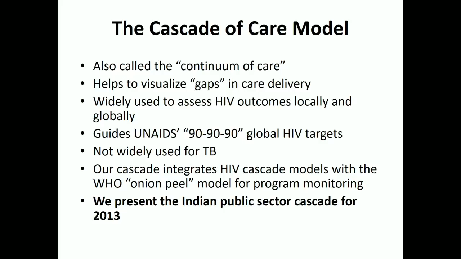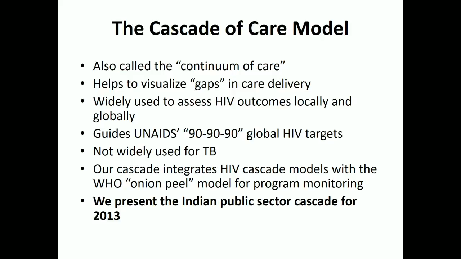So the Cascade of Care model is well known to people in the HIV community. It's also often referred to as the continuum of care, and it helps to visualize gaps in care delivery. And it's widely used to assess HIV outcomes both locally and globally. And in fact, it undergirds UNAIDS 90-90-90 global HIV targets. And yet it's not been widely used to monitor tuberculosis programs.